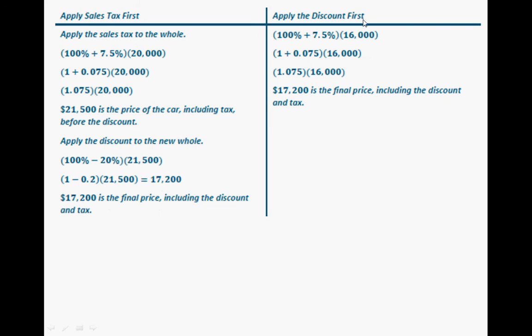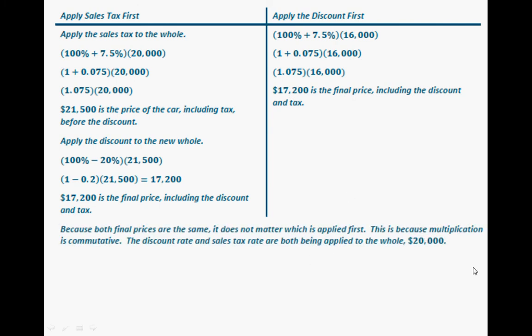So let's compare that to applying the discount first. If we do 100% plus 7.5% of 16,000, then we would have 1.075 times 16,000, and our price would be 17,200. So what do you notice about this price and this price? Well, because both final prices are the same, it really doesn't matter which is applied first. This is because multiplication is commutative. The discount rate and the sales tax rate are both being applied to the whole number, which is 20,000.